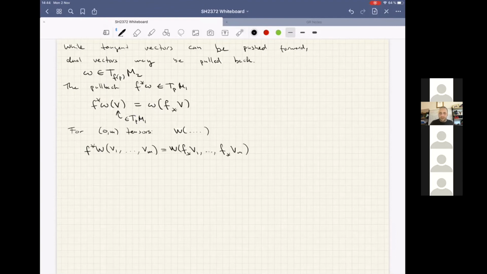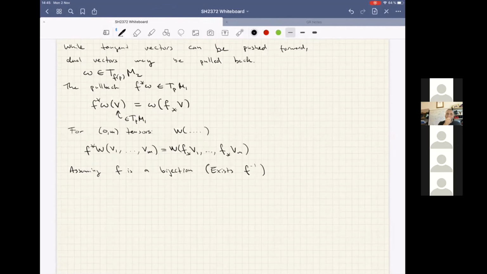And finally, if we have mixed tensors, so we have tensors that are NM tensors, it's not generally possible to do a relationship between the two. However, assuming F is a bijection, so that is F is going to be invertible, so there exists an inverse of F, then we're going to be able to relate NM tensors on M1 and M2.